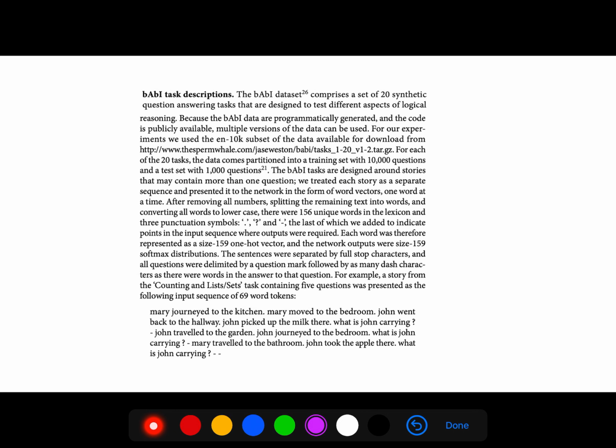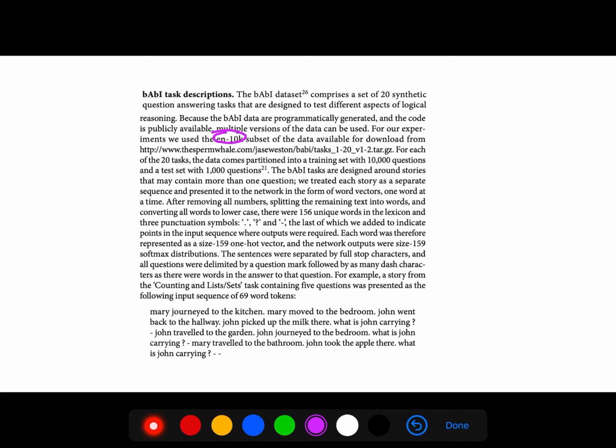And this is the bAbI dataset that I explained. It's just a set of 20 synthetic question answering tasks that are designed to test different aspects of logical reasoning. Because the bAbI data are programmatically generated in code, and the code is publicly available, multiple versions of data can be used. For our experiments, we use the English 10K subset of the data, and you can download it from that website.